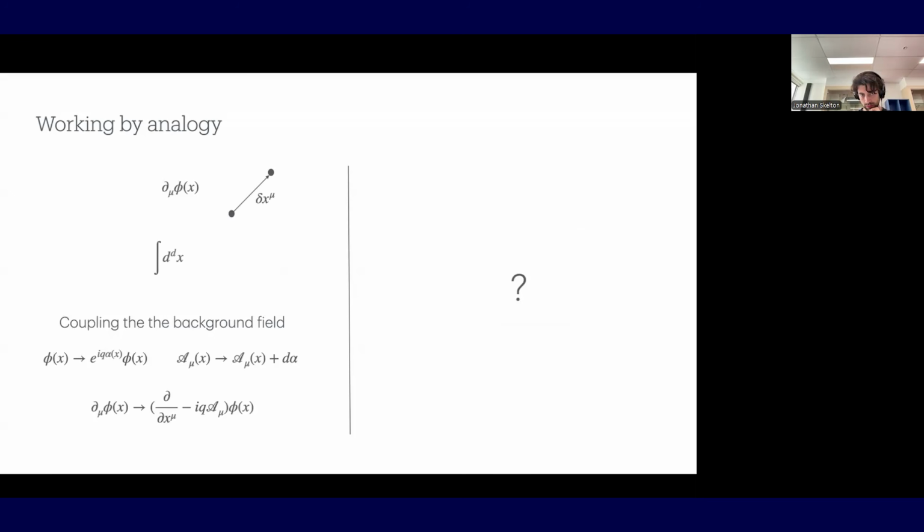But we are missing some information here, because how do we build the action for this functional? We need to define a kinetic term first, and the kinetic term requires defining a derivative of this functional with respect to something. And in the action, we will also need to generalize the volume element, the dx, and how to couple this to a background field and how to have an invariant object.